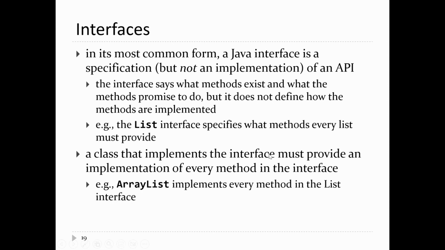All right, so if you have an interface, you have to have a class that implements the interface. If a class implements an interface, that means the class promises to provide every method that's in the interface. For example, ArrayList provides every method that's in the list interface. TreeSet will provide every method that's in the set interface, and so on and so forth.